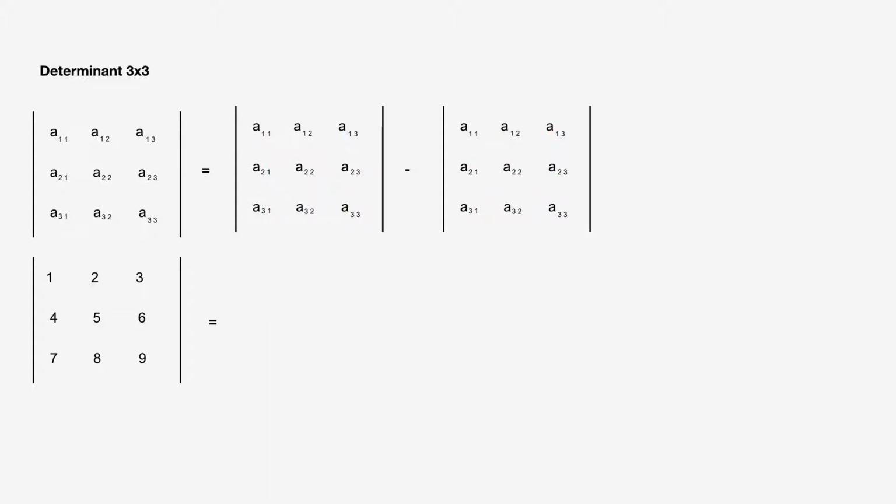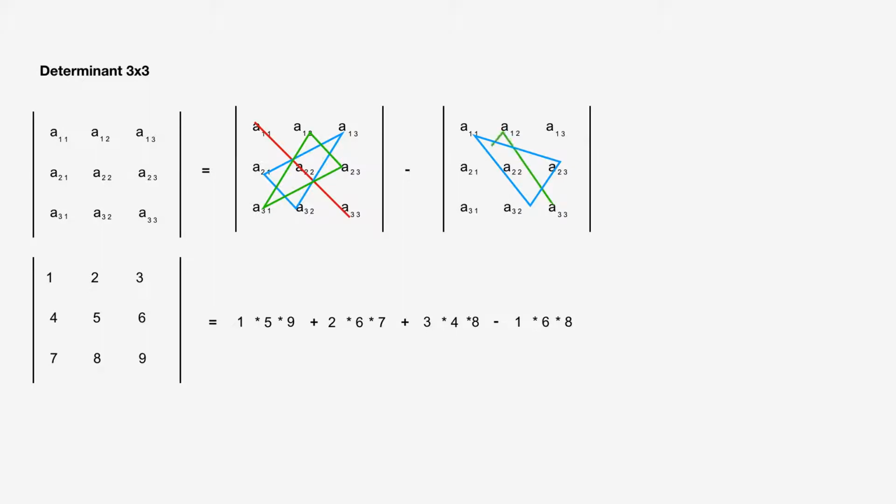Real example. Multiply elements on the main diagonal, 1 by 5 by 9. Multiply elements on the first triangle, 2 by 6 by 7. Multiply elements on the second triangle, 3 by 4 by 8. Multiply elements on the first triangle with base parallel to the anti-diagonal, 1 by 6 by 8. Multiply elements on the second triangle with base parallel to the anti-diagonal, 2 by 4 by 9. Multiply elements on the anti-diagonal, 3 by 5 by 7.